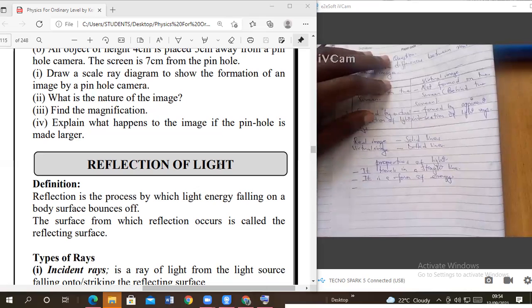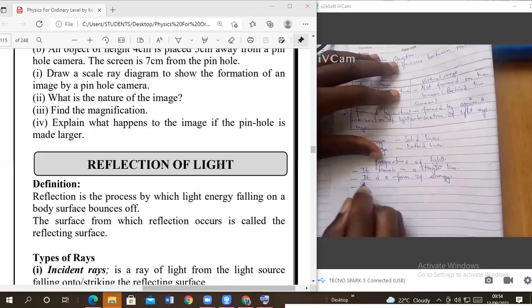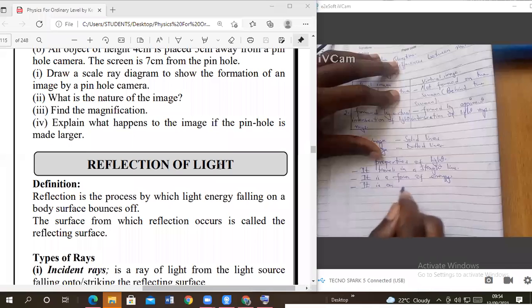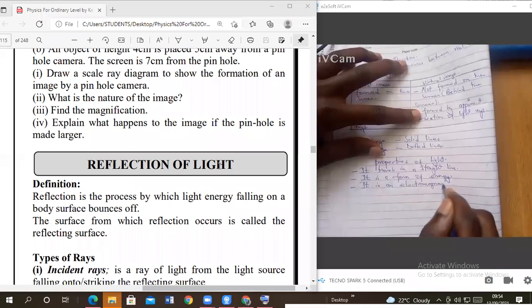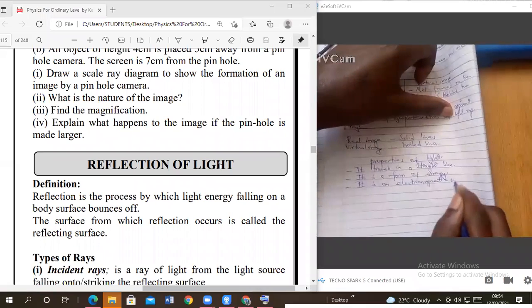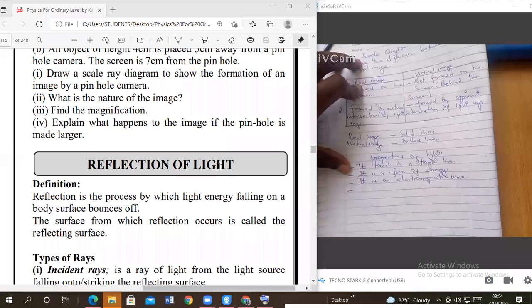What else? Light is an electromagnetic wave. Good. It is an electromagnetic wave. Good. What else? What else?